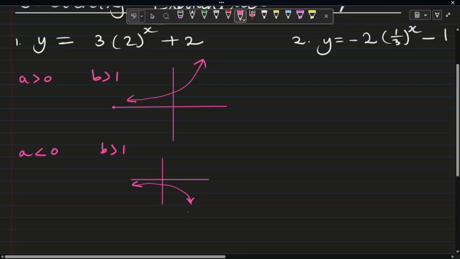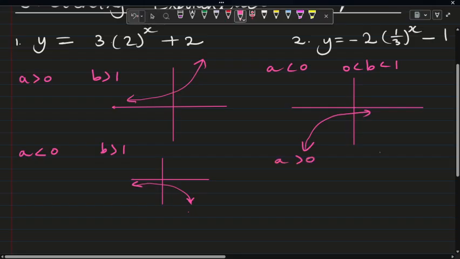And then we said that if we have a being negative and b being a proper fraction between 0 and 1, then we will have a situation of this sort. Our graph will curve upwards, but in this manner.